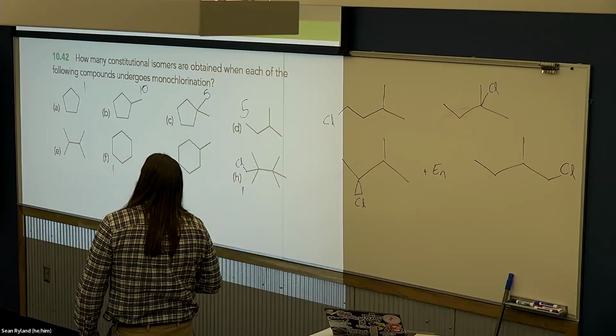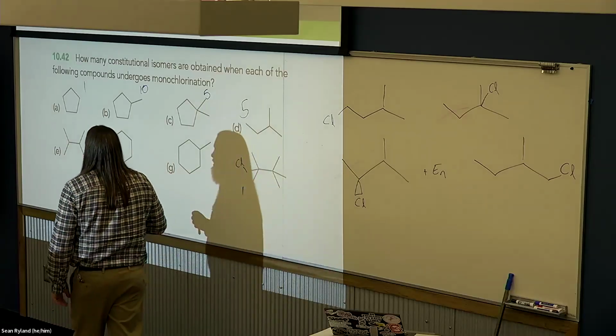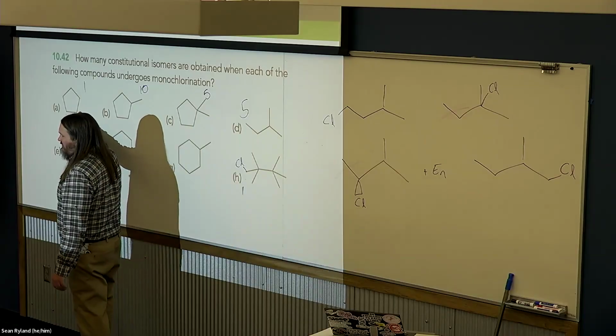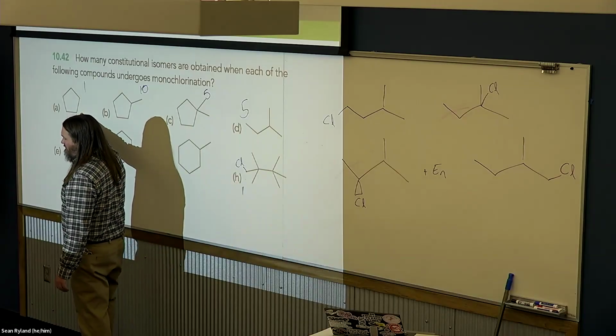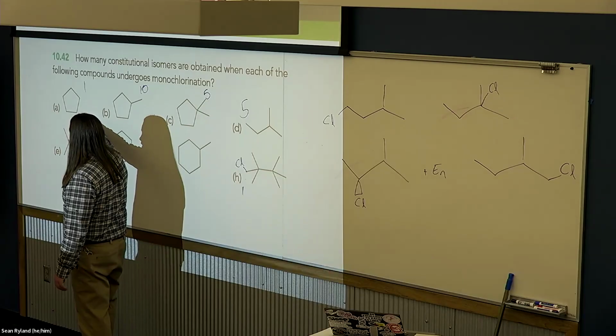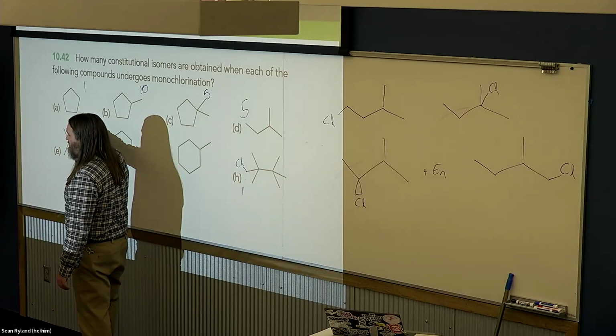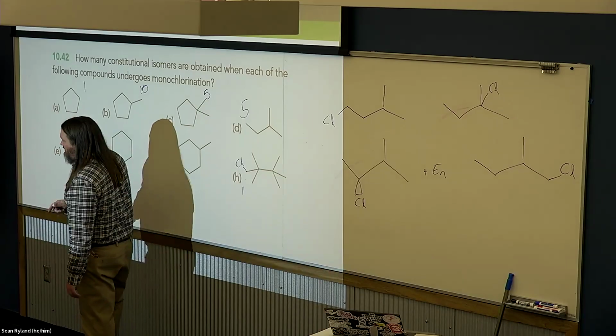The other way to think about it is to think about it in terms of NMR. If we looked at proton NMR for this one, all of the hydrogens are identical, so we should only see one peak, right? Which means there's only one product, chlorination.